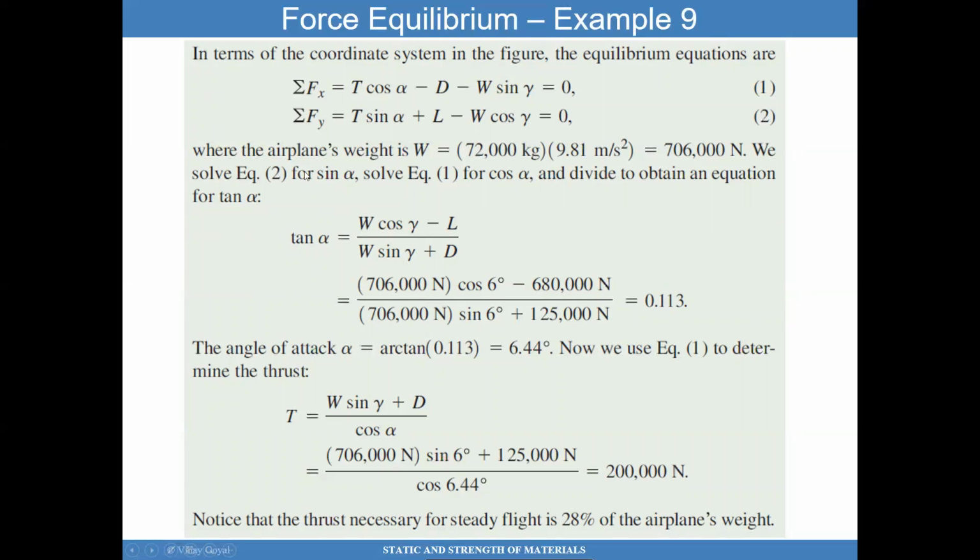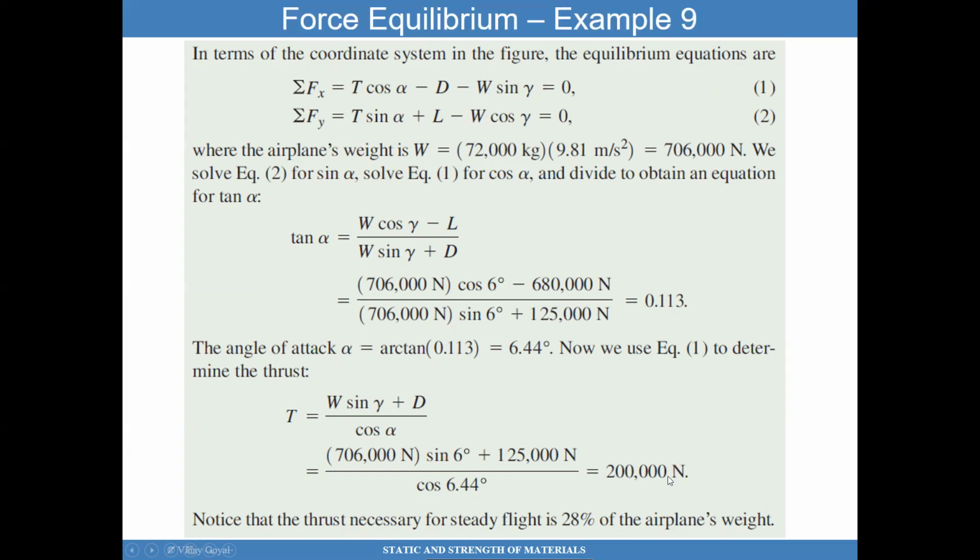So now you can solve equation 2 for sine of alpha, solve equation 1 for cosine alpha, and divide the two equations to find the tangent of alpha. Little trick: gamma is known, the weight is given, lift and drag are known, so I can get the tangent of alpha as 0.113. Then your angle of attack becomes 6.44 degrees. Now we can determine the thrust. The thrust can be quickly determined. If I have alpha and I know the lift and the weight and gamma, I should be able to find thrust. And so that's exactly what was done.